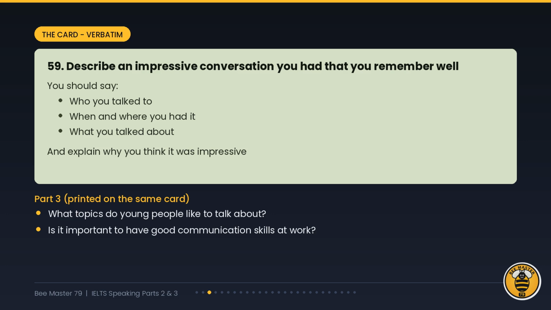Here is the card, reproduced word for word. Describe an impressive conversation you had that you remember well. You should say who you talked to, when and where you had it, what you talked about, and explain why you think it was impressive. Underneath are the part 3 questions printed on the same card.